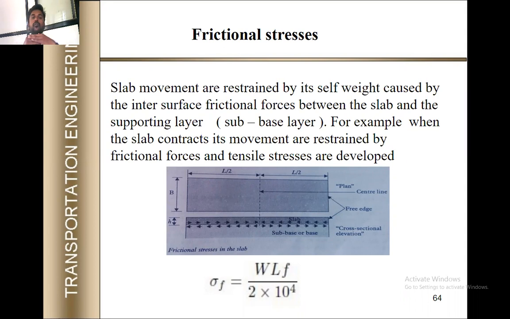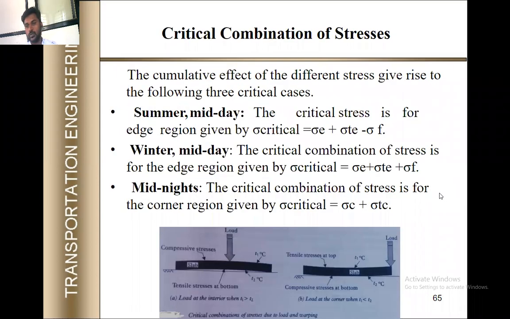Due to this, the frictional stress is developed between these two layers. It is calculated by using the formula sigma f is equal to W L F divided by 2 into 10 raised to 4. W is the weight, L is the length, F is the frictional factor. By using this formula, we calculate the frictional stresses induced.